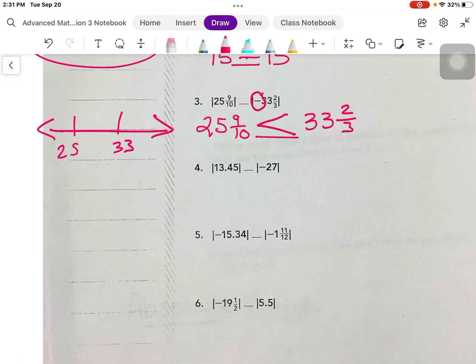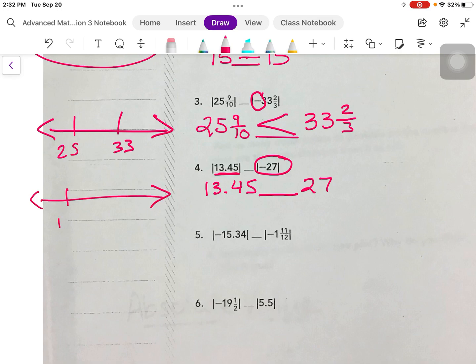Let's try the next one. How far away is 13.5 away from 0? What is its absolute value? It's that. What is the distance that -27 is away from 0? What is its absolute value? It's 27. And now when you see their absolute values and you plot them on a number line, you know 13 is going to come before 27. So the first one is 13.5 is less than 27.